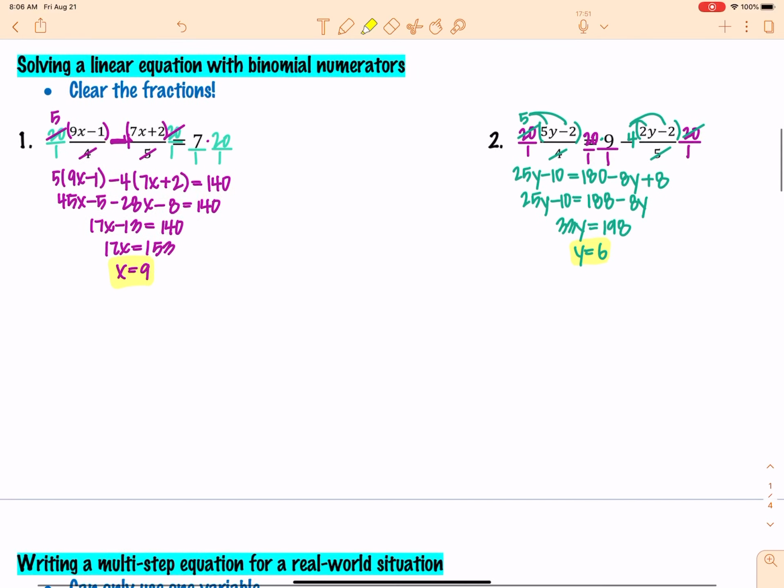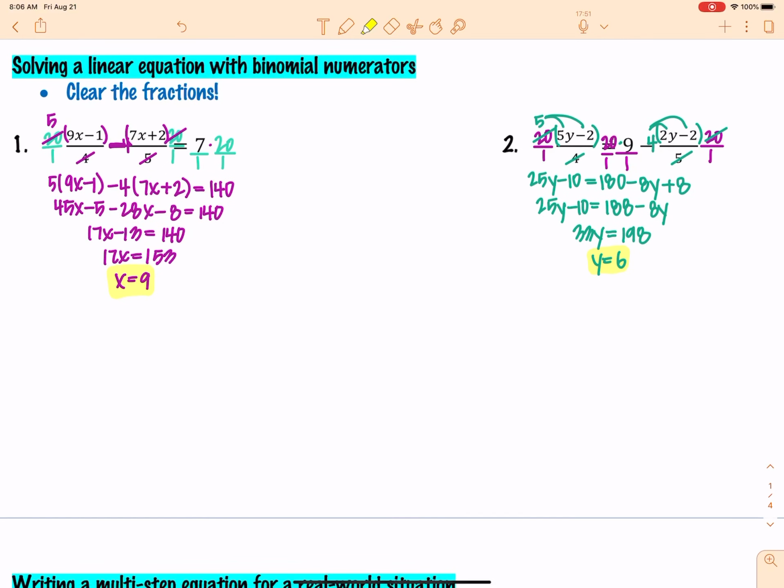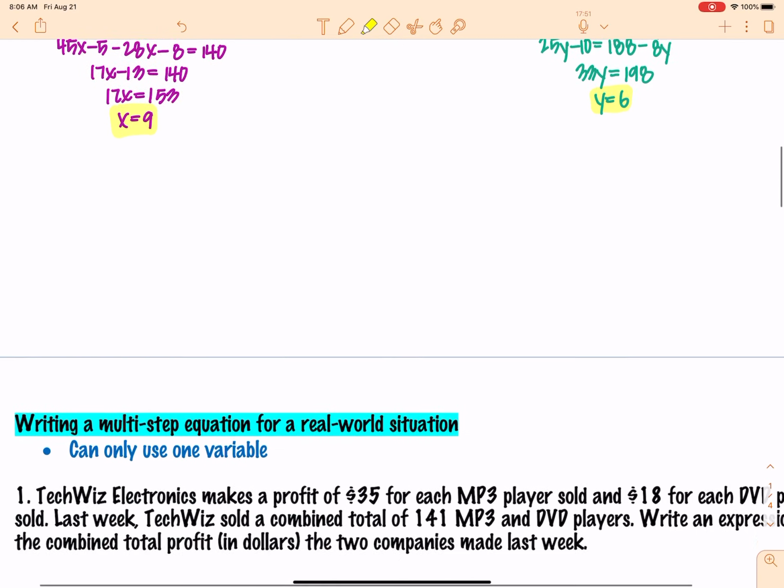You definitely need a lot more work with this concept, but I can't keep on just practicing clearing fractions when we've done it in the last section. So please try that on your own, and please come to me with any questions. All right, so like I said, for the rest of the time, we're gonna be doing word problems.